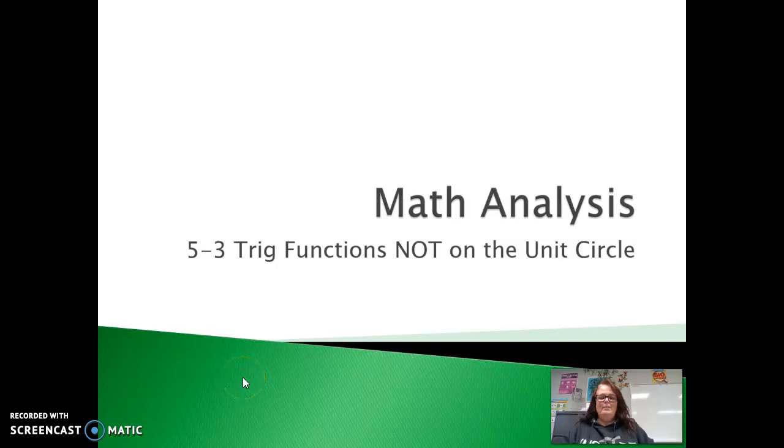Right, so the last time I made a video, we were talking about trig functions on the unit circle, where we found the x and the y coordinate, and sine of theta was equal to y, cosine of theta was equal to x, and we went on from there. But I wanted to show you that we could also use a circle, but not necessarily a unit circle, to do the same exact thing.